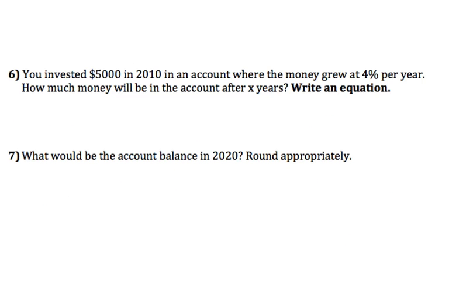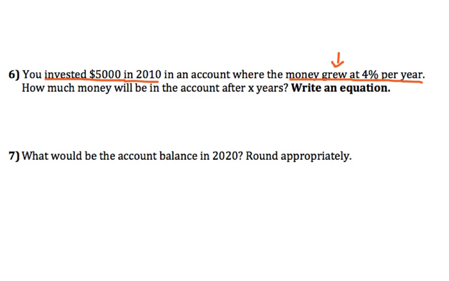Number 6, you invest $5,000 in 2010 in an account where the money grew at 4% per year. How much money will be in the account after x years? Write an equation. First, let's identify the important information in the problem. The first thing we might notice is invested $5,000 in 2010. Then, we also know that the money grew at 4% per year. So there's a key word here that said grew. That means we're dealing with exponential growth.